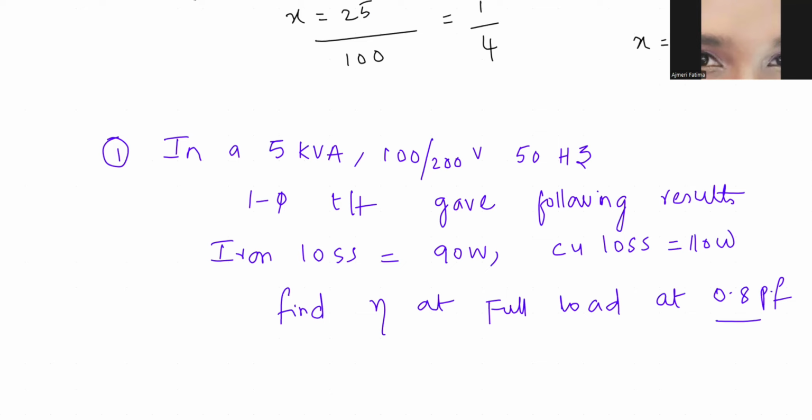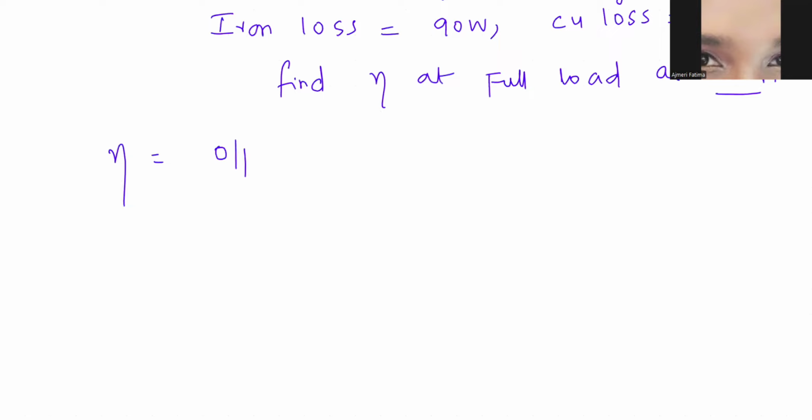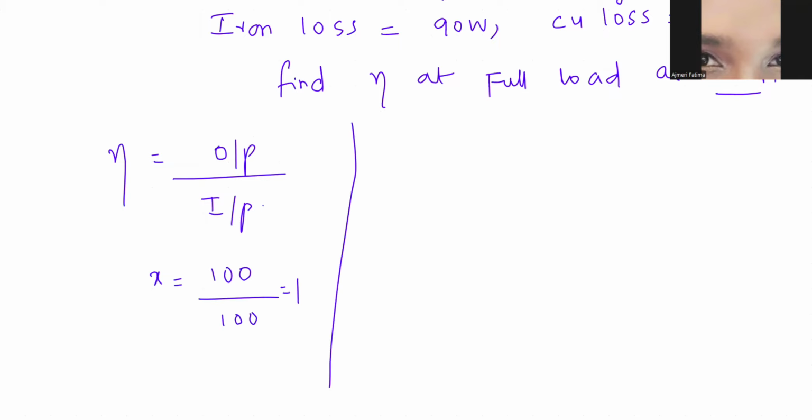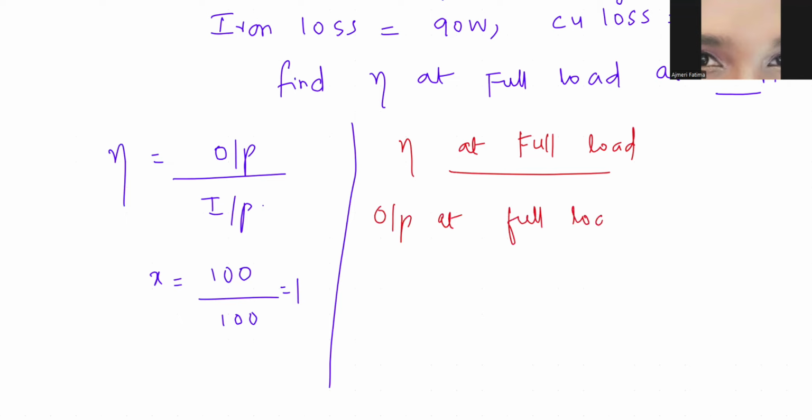So how will you solve this problem? Initially, what is the formula for efficiency? It is output by input. What will be the X value? X is 100 by 100, that would be 1. He is asking for efficiency at full load. So first I'll calculate output. Output at full load is equal to X into kVA into power factor. As it is full load, the value of X is 1.